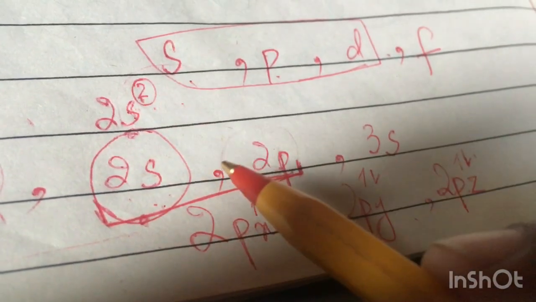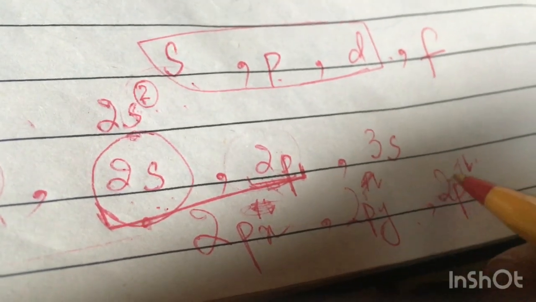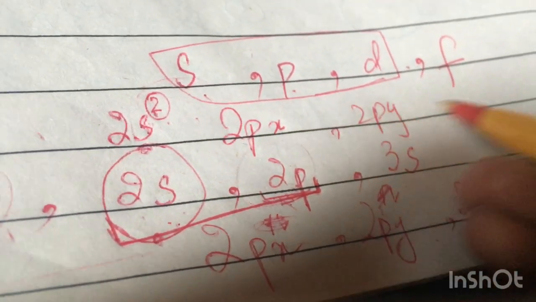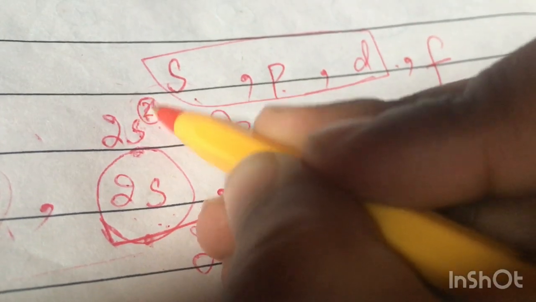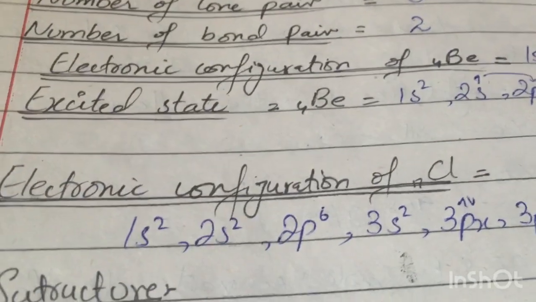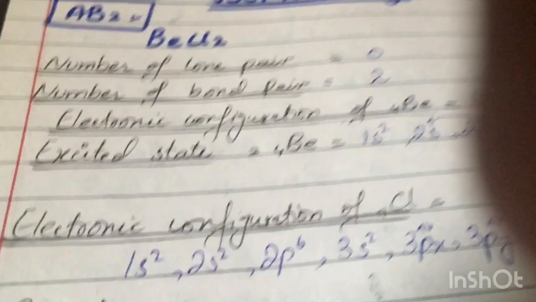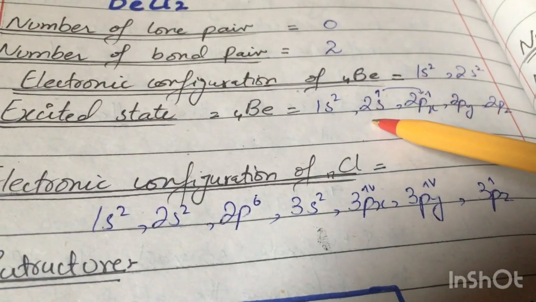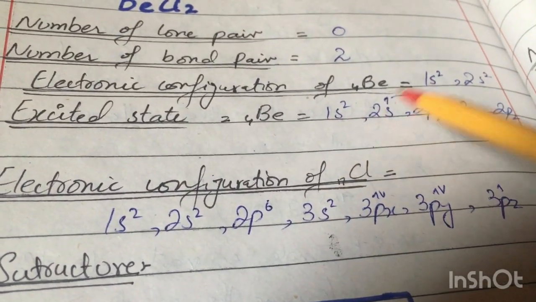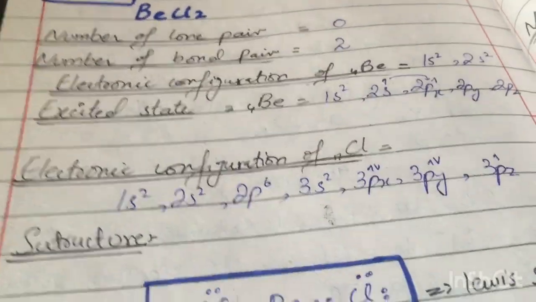Now I am shifting one electron from 2s to one of the neighboring orbitals. So our excited state will have the 2px, 2py and 2pz with the one shifted electron. In this way our excited state is 1s2, 2s1, 2px, 2py and 2pz, and one electron from the 2s is shifted toward the 2px. So now it is 1s2, 2s1, 2px1.